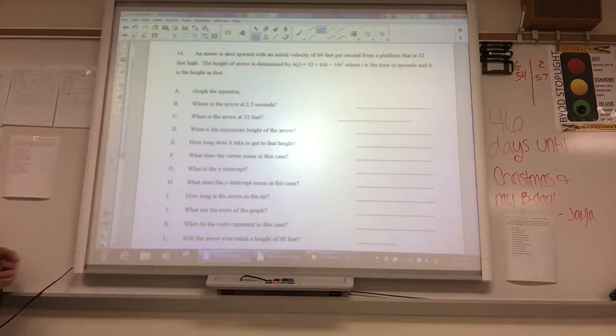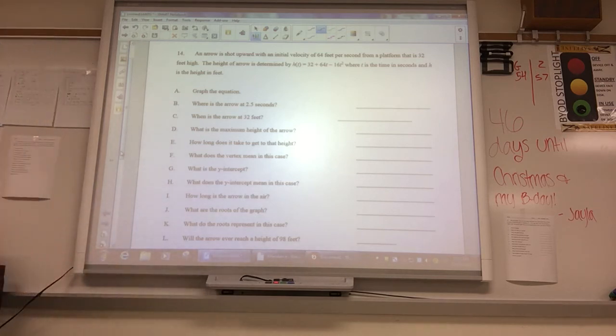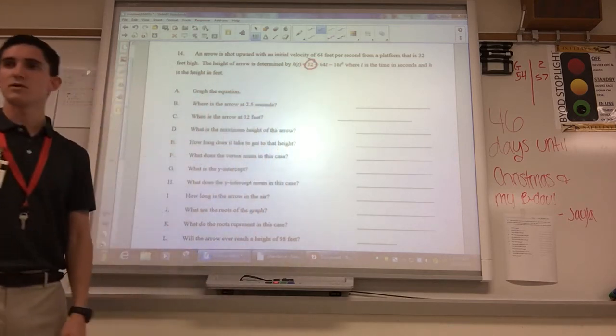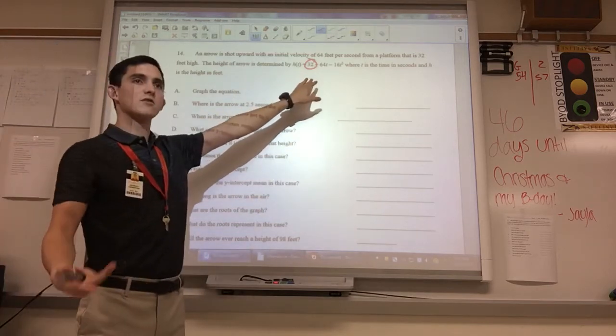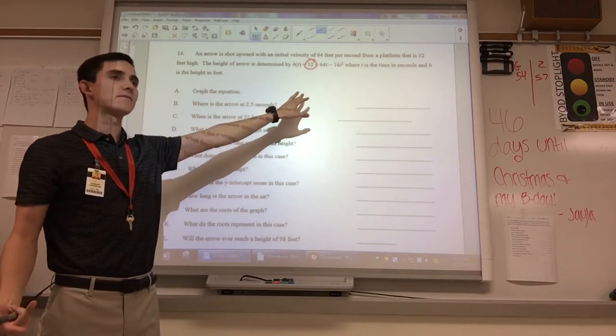All right, 14, sure. Let's go ahead and do 14. All right, so it starts off, it says, an arrow is shot upward with an initial velocity of 64 feet per second from a platform that is 32 feet high. Guys, 32 feet high. Look, that's what it would look like to be shot from 32 feet high, right? It's almost like it is a y-intercept. It's the same concept as a line, right?